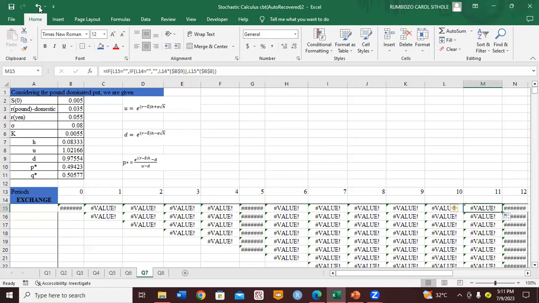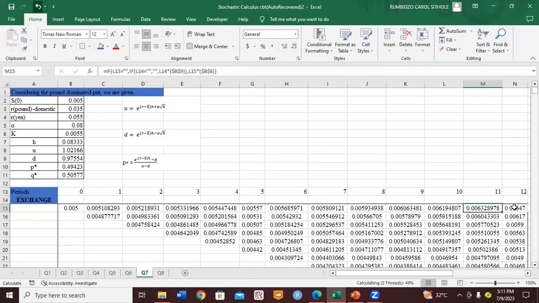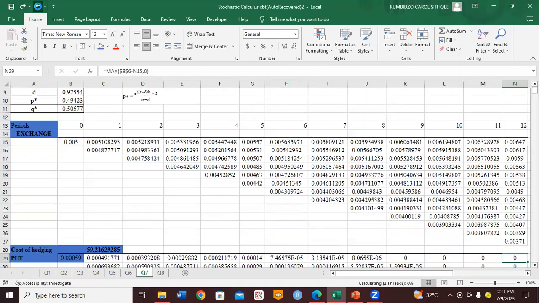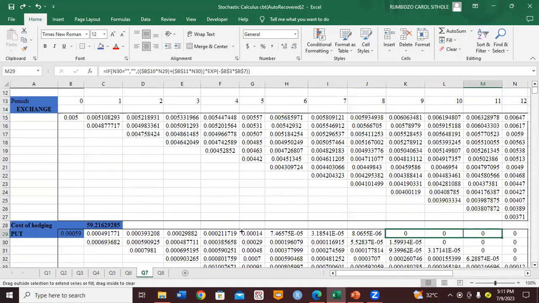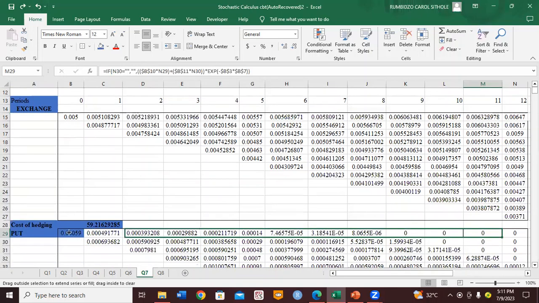Oh, okay, sorry, I made an error here. Here it's supposed to be maximum. Go back again. Okay. Here, if you want it to be in effect, you can drag it all the way to the beginning here at the end. And it will calculate for you.